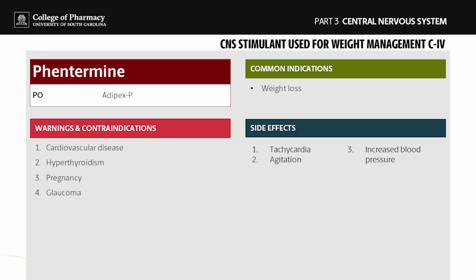Here's a CNS stimulant used for weight management. It also is scheduled, but it's a Schedule IV. Phentermine, brand name Adipex-P, and it's indicated for weight loss. Some of the side effects would be tachycardia, agitation, and increased blood pressure. And it is contraindicated in cardiovascular disease. That's very important.